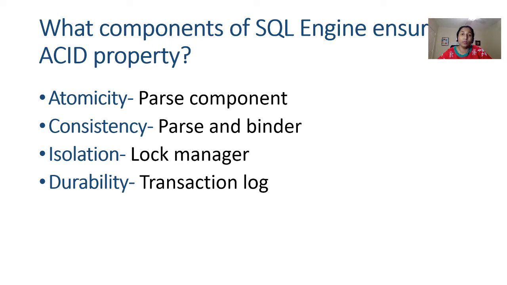Atomicity is very easy to ensure. It is taken care of by the parser component inside the relational engine. Consistency is also very easy to ensure. It is taken care of by the parser and binder components inside the relational engine. Isolation is all about the locking mechanism. It is taken care of by the lock manager inside the storage engine. Durability is the toughest of all. It is taken care of by the transaction log inside the storage engine. Once atomicity, isolation and durability are ensured, consistency will automatically be ensured.